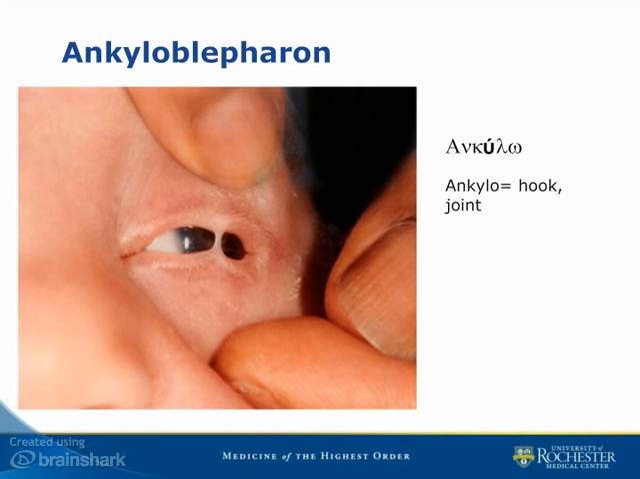A more common congenital anomaly is ankyloblepharon. I've seen a number of these in my practice. The lid skin is fused in the upper and lower lid with this web across the eye. Ankylo means hook or joint. Management of this is actually fairly simple. You can use a Westcott scissor to cut across this and the lids will separate.